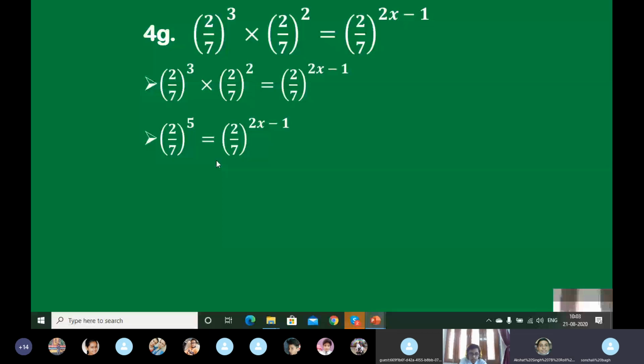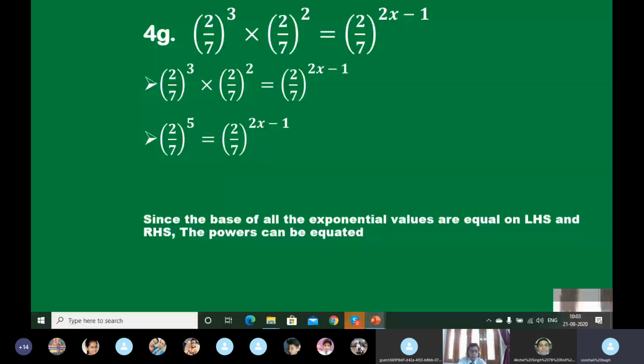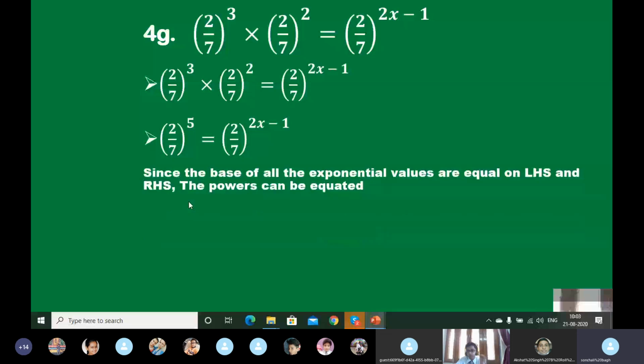Yes, ma'am. So we will write the same statement, because without this statement we cannot write the next step. Since the base of all the exponential values is equal on LHS and RHS, the powers can be equated. So what is our equation now? 2x minus 1 is equal to 5. Am I right? Yes, ma'am. So x will be how much? 5.